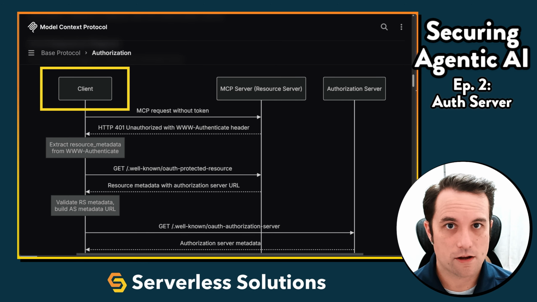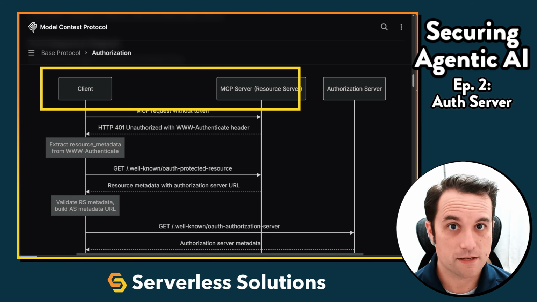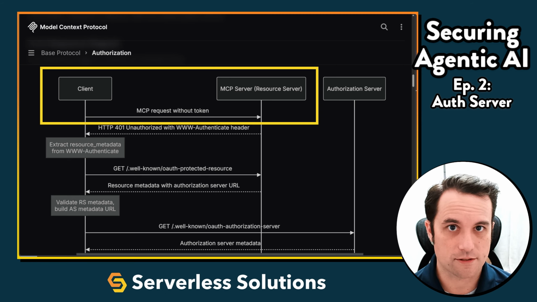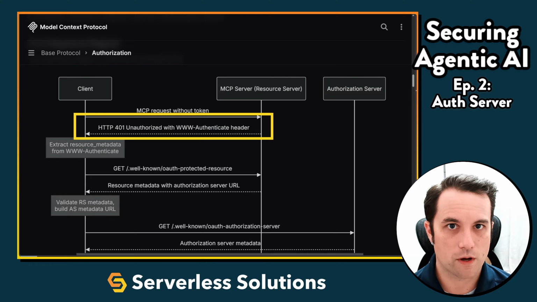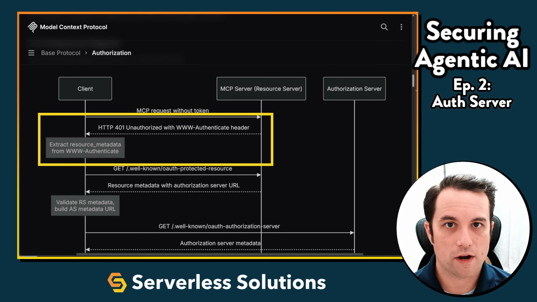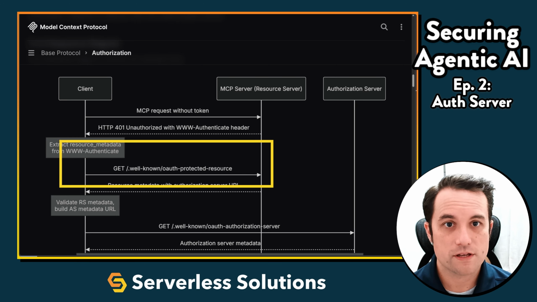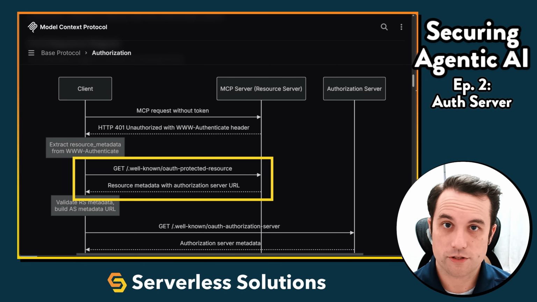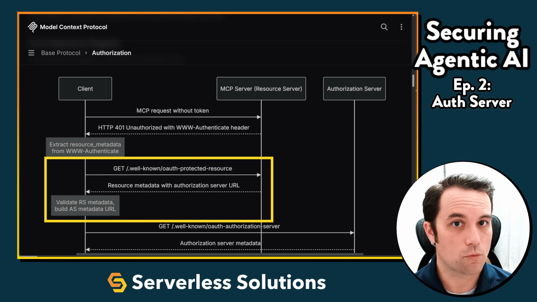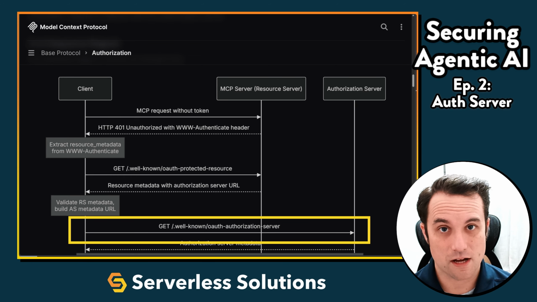The client, in our case VS Code, is going to make a request to the MCP server without an access token. We're going to return a 401 response and tell VS Code where it can go to get more information about how to authenticate with us. VS Code is going to reach out to that endpoint, which is hosted on our MCP server, that's going to let VS Code know that if it wants to talk to us, it's going to need to talk to Entra.